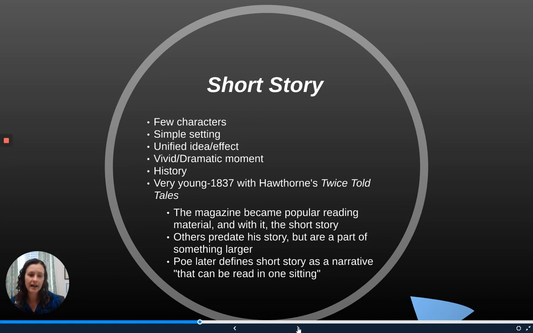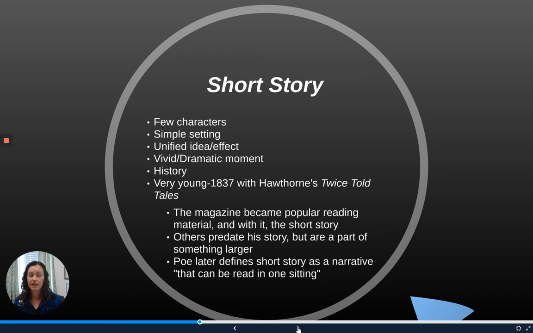It has a very unified idea or effect. So it's trying to get one point across. Okay, we're not following multiple plot threads. You're following one plot thread, usually one or two main characters in one place. It typically has some kind of very vivid or dramatic moment at the end, which is what makes short stories so memorable.